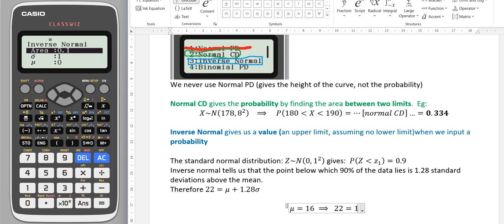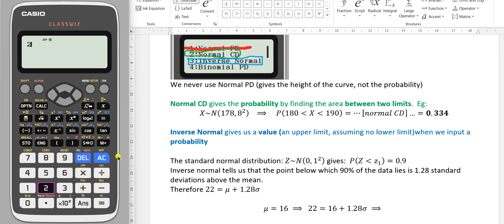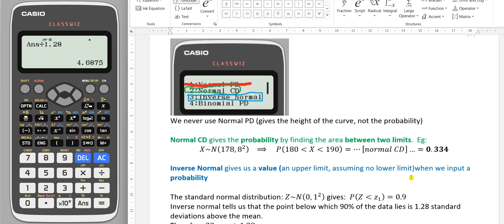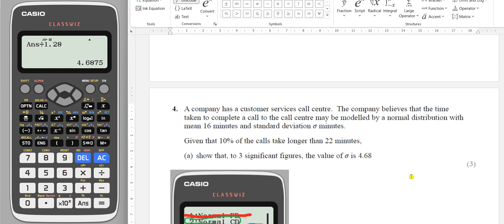That means 22 equals 16 plus 1.28 sigma. And we can just do a quick calculation back in calculator mode. 22 minus 16 is 6, divide by 1.28, and we get an answer for our standard deviation, 4.6875. 4.69 to 3 significant figures.